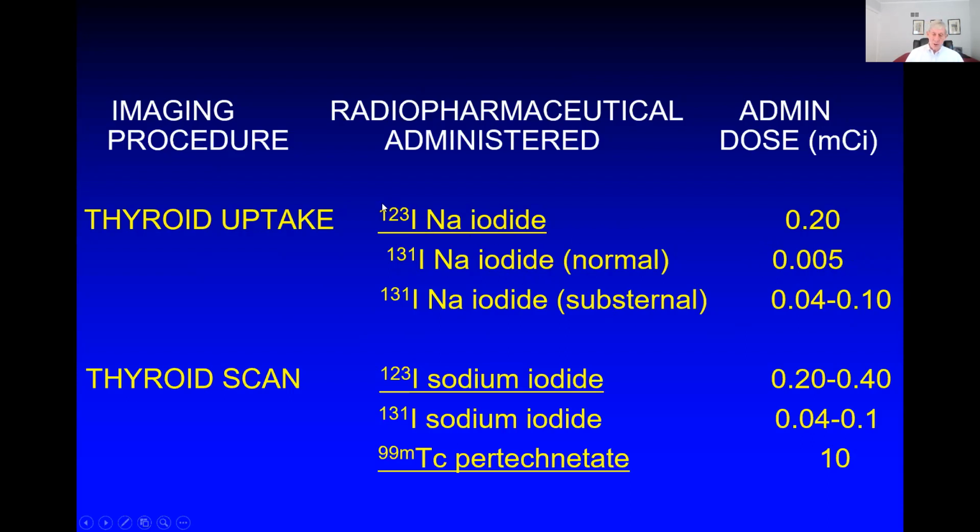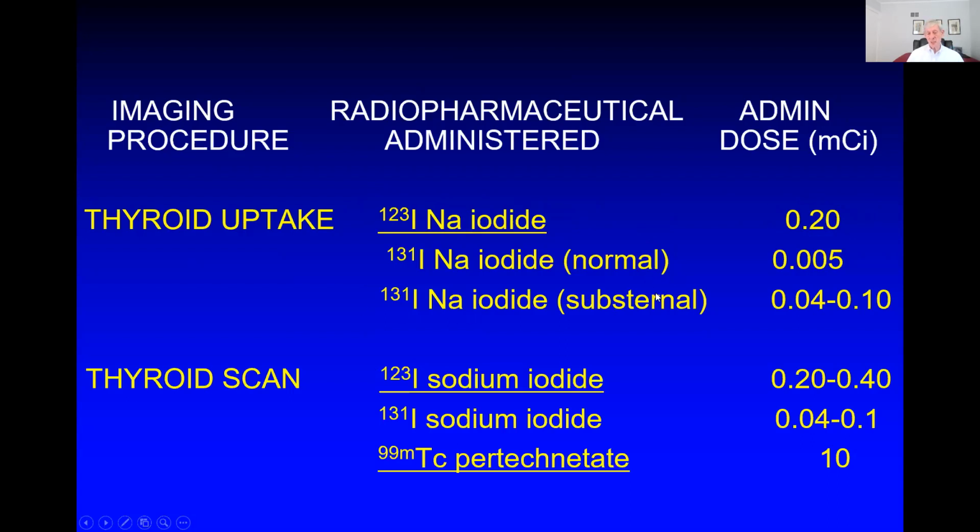Today, we would prefer I-123. The image quality is much better. The radiation dose is much lower, and it's very available commercially. And here, we would give 200 microcuries for an uptake only. If it's an uptake and scan, we would probably give 400 microcuries.